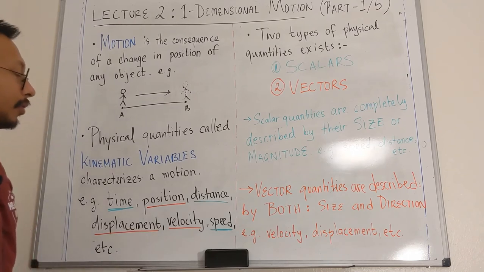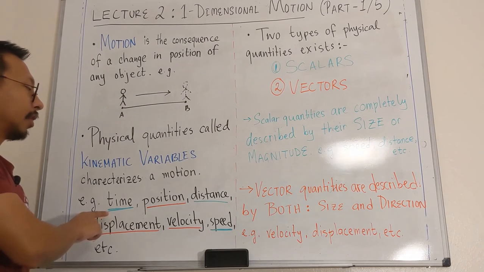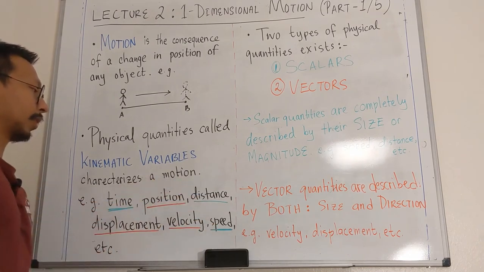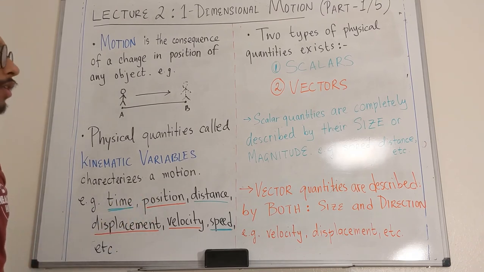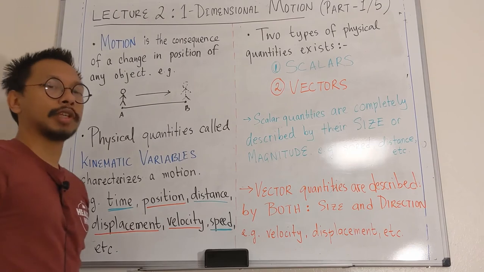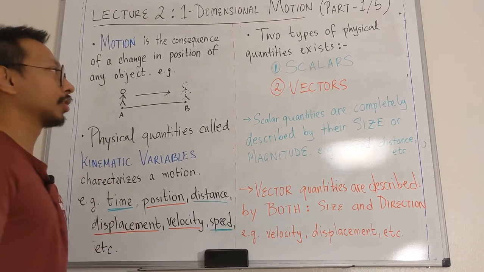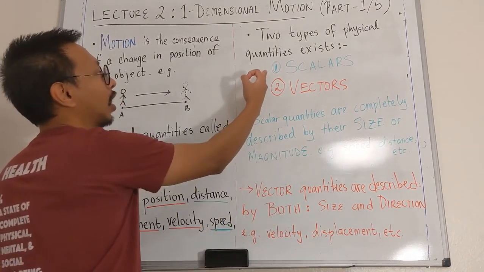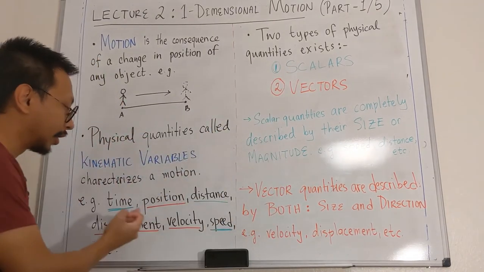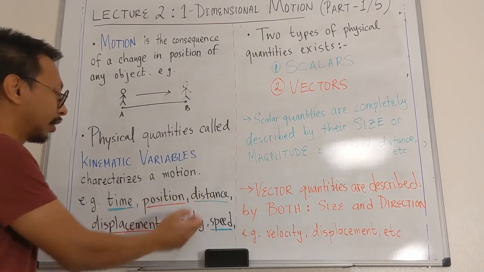There are many examples. What you would notice is that I have underlined some variables with green and other variables with red. So does that make a difference? Yes, it does. It helps us to distinguish between two types of physical quantities that you will encounter in physics. One is scalars, underlined in green, and two is vectors, underlined in red.